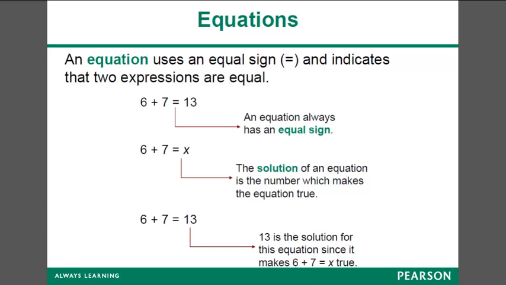An equation uses an equal sign and indicates that two expressions are equal. In other words, 6 plus 7 equals 13. An equation always has an equal sign. 6 plus 7 equals x. The solution of an equation is the number which makes the equation true. 6 plus 7 equals 13. 13 is the solution for this equation since it makes 6 plus 7 equal x true.